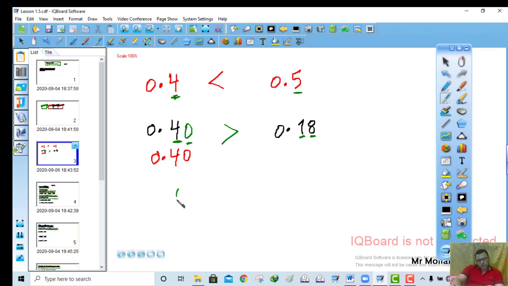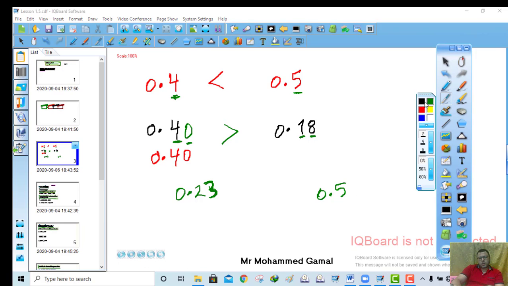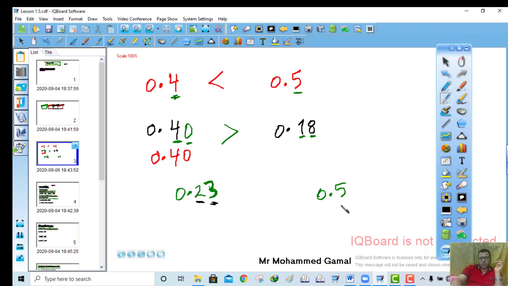Another one, 0.23, or here 0.5. This one is 5/10 and this one is 23 hundredths. Different families. This one has 2 digits and this one has 1 digit after the decimal, so we have to add one more 0 to have 2 digits and 2 digits. Now you can compare easily. 50 hundredths or 23 hundredths, it should be the 50 hundredths.